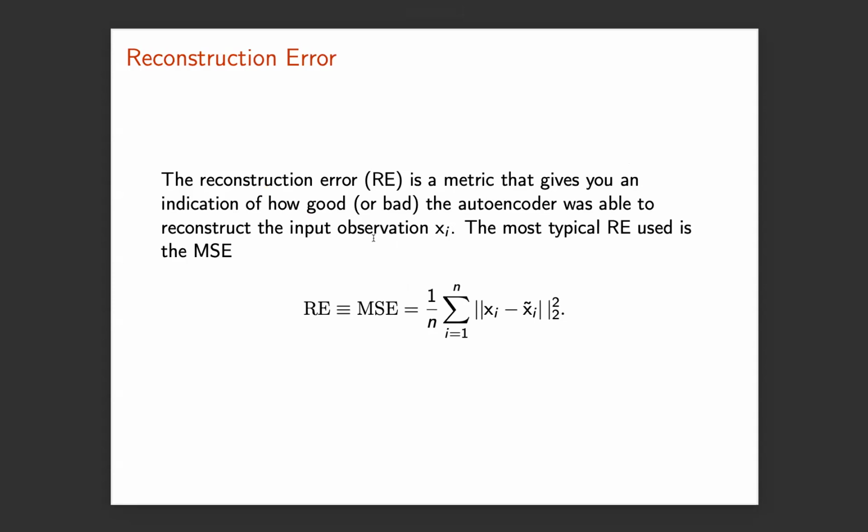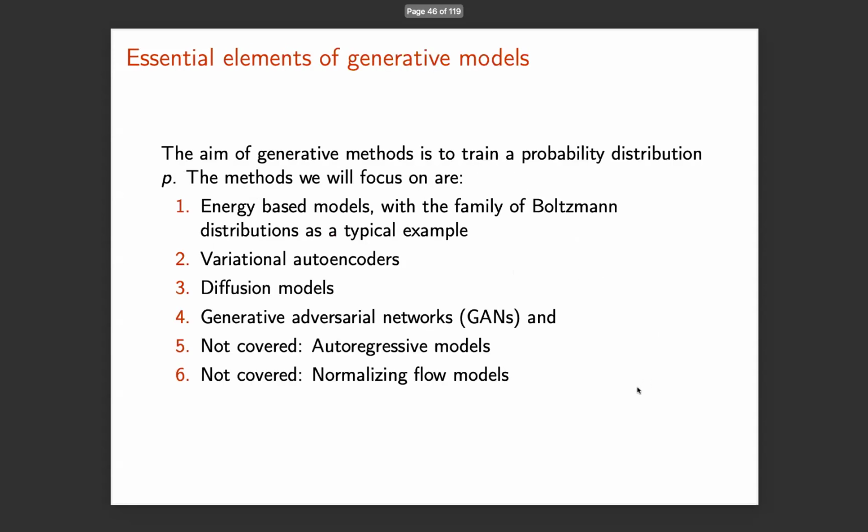Reconstruction error is normally the metric that gives you an indication of how good or bad the autoencoder was, and the most typical reconstruction error is the mean square error. That's the most typical, as we said.